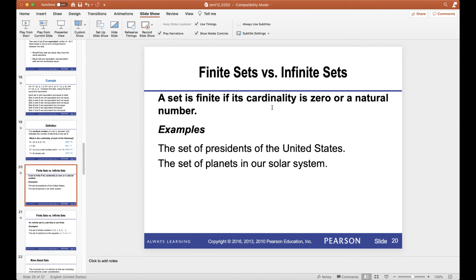Right, now finite sets and infinite sets. Finite sets means the cardinality is equal to 0 or a natural number. So that means you can actually count the number of elements in the set. All right, so the number of presidents of the United States, we know how many there are. We're up to 45, I believe.